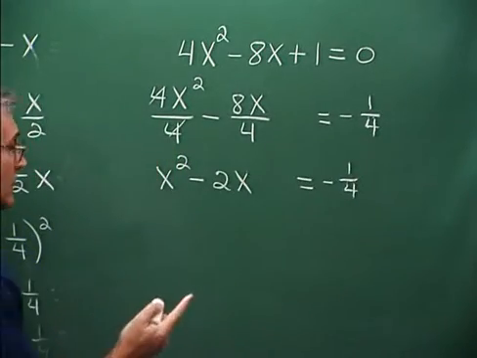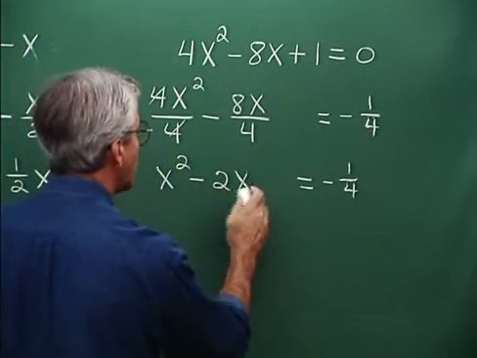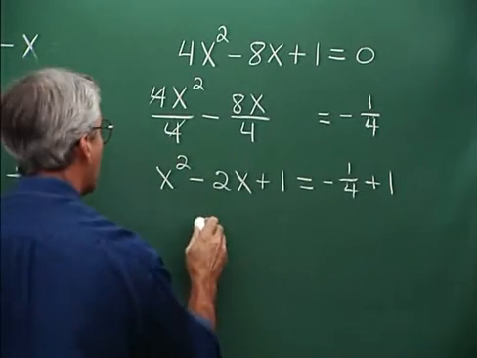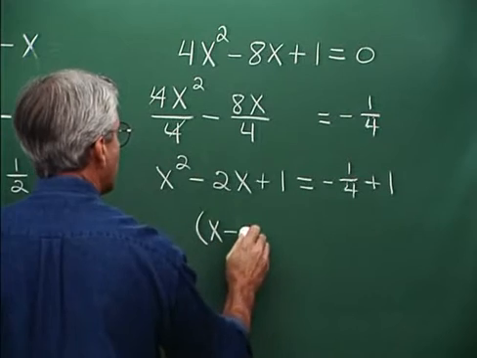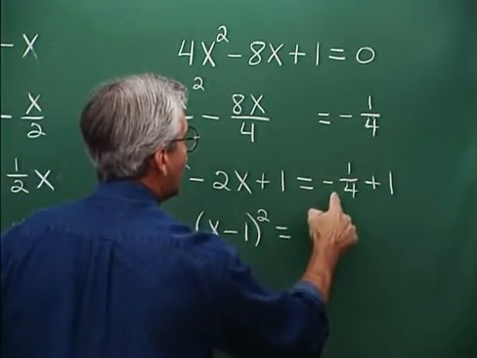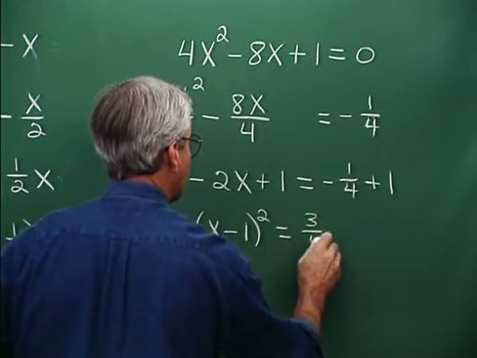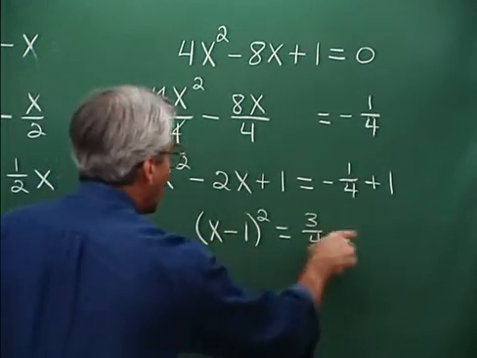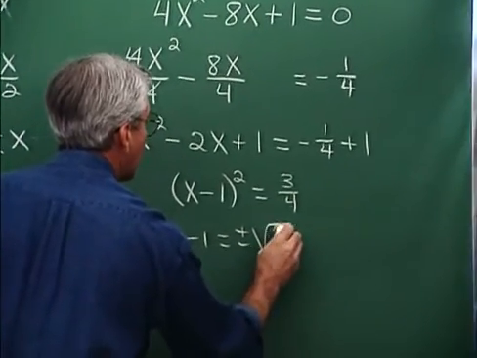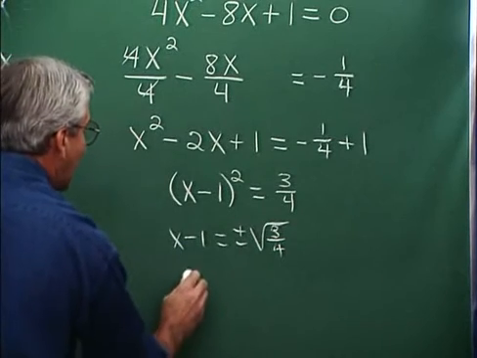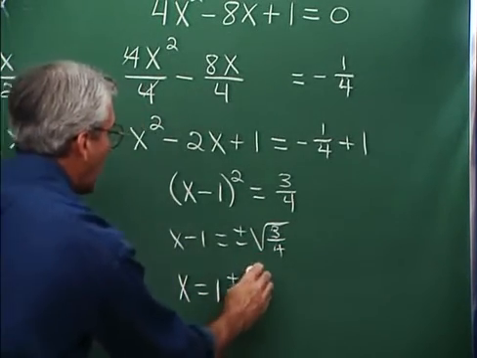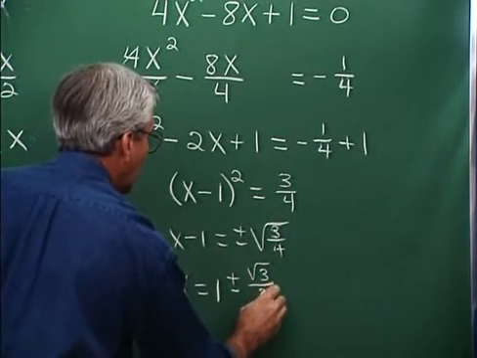And now, to complete the square, half of 2 is 1. 1 squared is 1, so we're adding 1 on both sides. Over here, when we factor, x minus 1 squared. And on the right, 1 minus 1/4. Oh, that's 3/4. And then x minus 1 is plus or minus the square root of 3/4. So x then is 1 plus or minus the square root of 3 over 2.